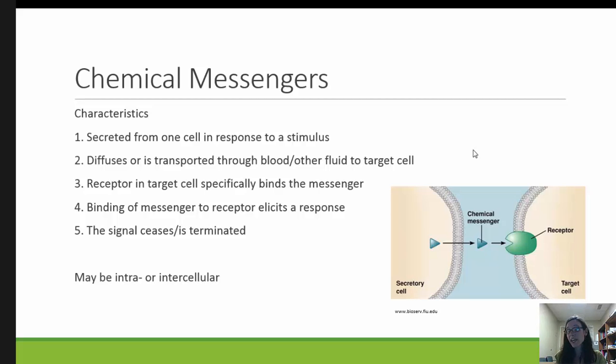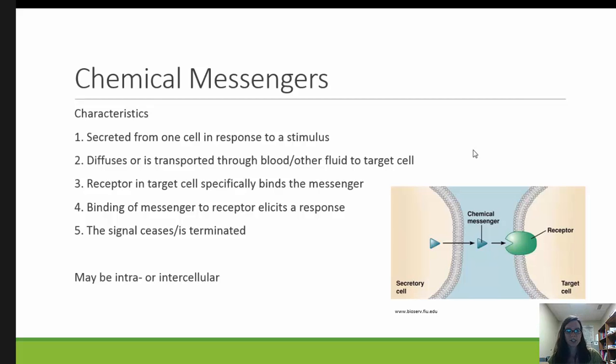So a chemical messenger can be a protein, like we said, or a hormone, like we said, such as insulin. So let's see if insulin meets the criteria for a chemical messenger. So it's secreted from one cell in response to a stimulus. We know that's true, right? We know that when we have a lot of glucose in our blood, it stimulates our beta cells to produce insulin if we are healthy, non-diabetic. And so it releases insulin in response to this hyperglycemia, the stimulus. Okay, great. Then it meets that criteria.